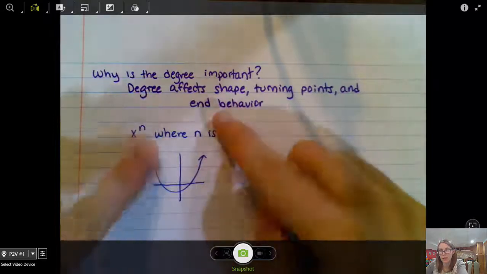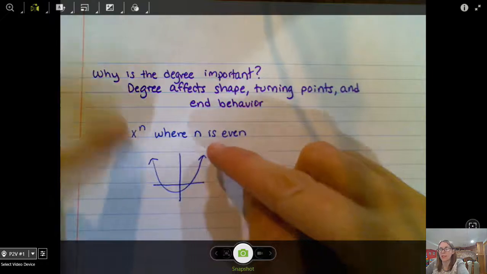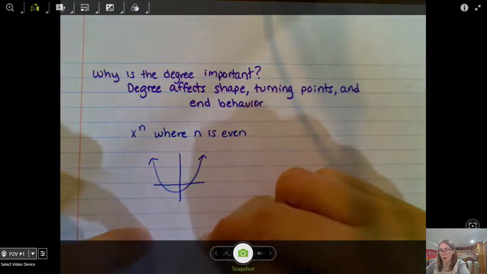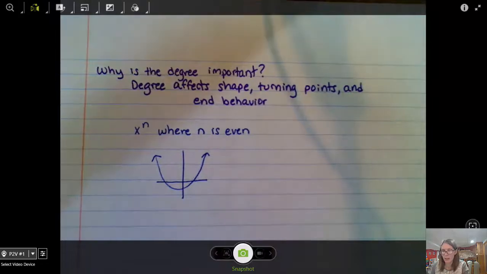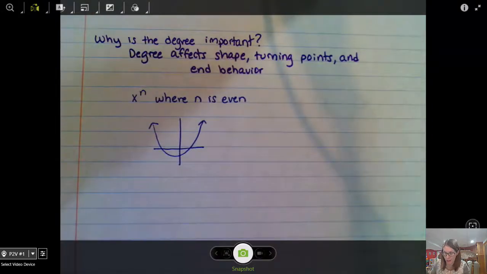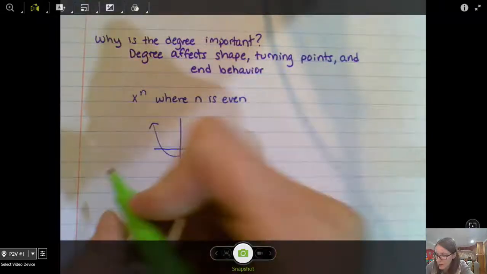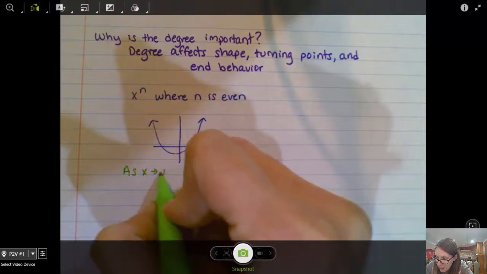Okay, and if you think of transformations, if there was a negative in front, instead of both ends going up, both ends would go down here. But either way, even power, even degree, ends go the same direction. Now here is how we write our end behavior. We want to describe what's happening the farther our graph goes to the right, and we do that by saying as x approaches infinity.